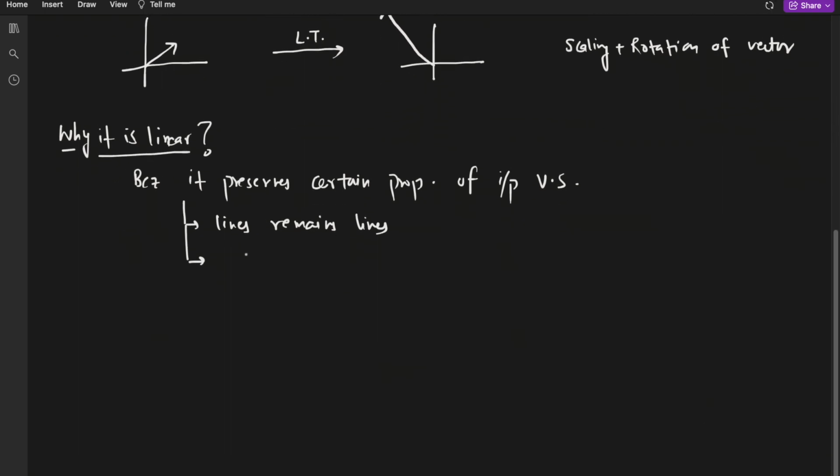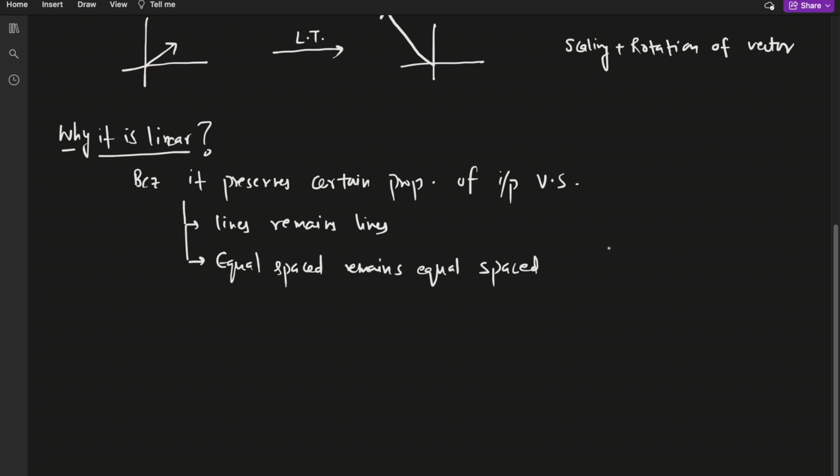Second, equally spaced remains equally spaced. For example, if we have two lines in the input vector space, after the transformation the two lines remain equally spaced. And this is not just about lines, it's about any figure, any 2D figure. In the last lecture we saw that the points on a square before the transformation remain equally spaced. So equally spaced remains equally spaced.